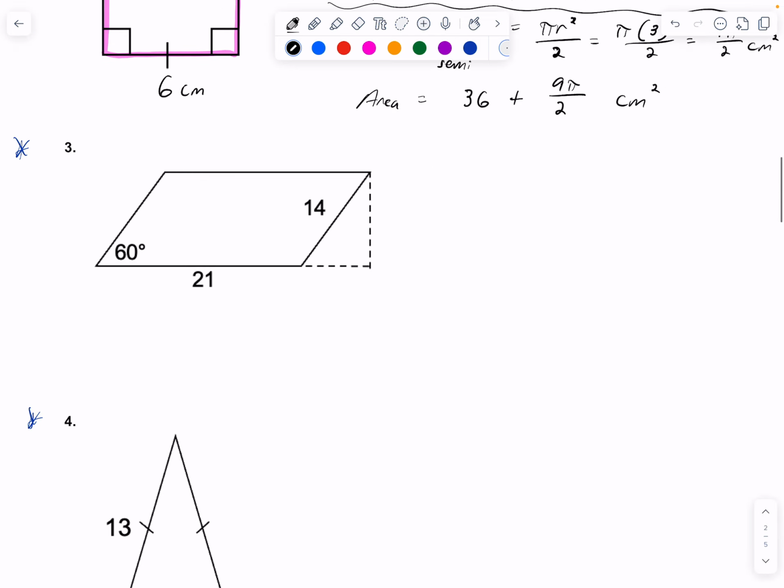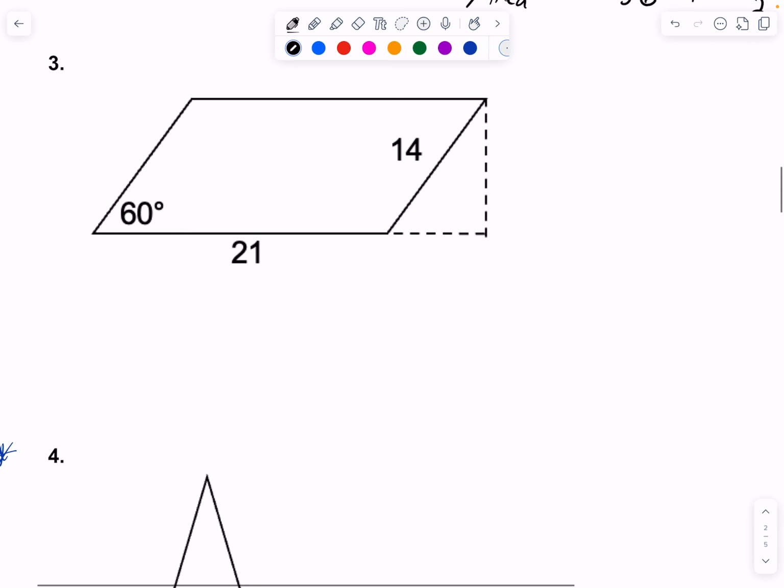Let's do number 3. Now, number 3 is a parallelogram, all right? And when I look at this, it's giving me, basically telling me to draw this as a right triangle. And if this side over here is 60 degrees, then this one is 120. So then this one is also 60. This one up here is going to be 60. So then this one inside is going to be 30. So again, I've got that 30, 60, 90 triangle happening like what happened in the first question.